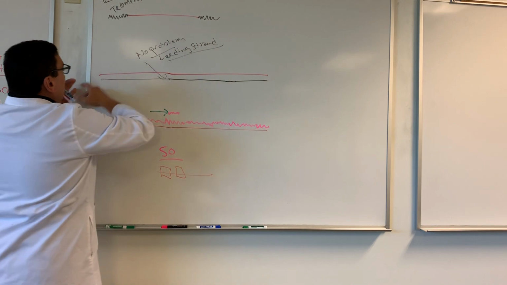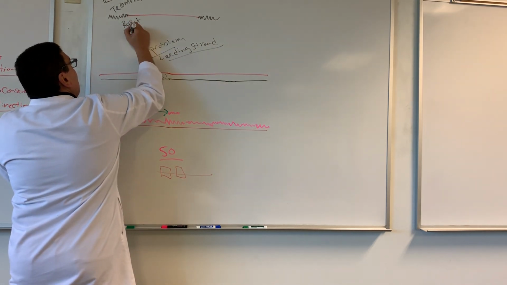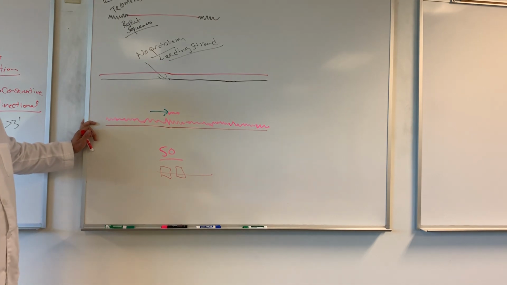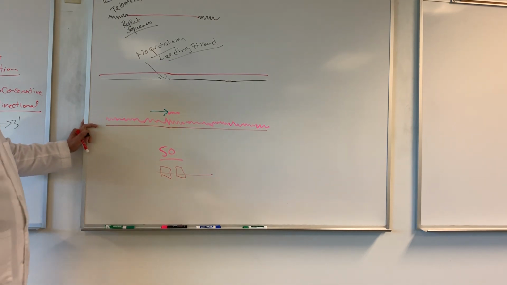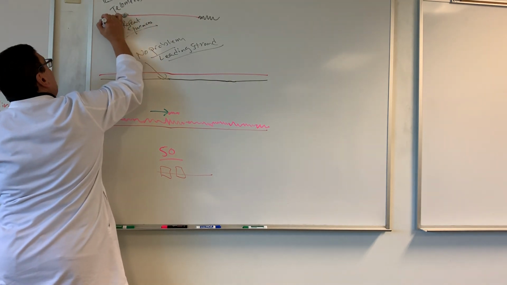What are telomeres? They're repeat sequences. They are repeat sequences that mean nothing. They're buffer zones. They mean nothing. There are no genes in there. So, repeat sequence, repeat sequence, repeat sequence.